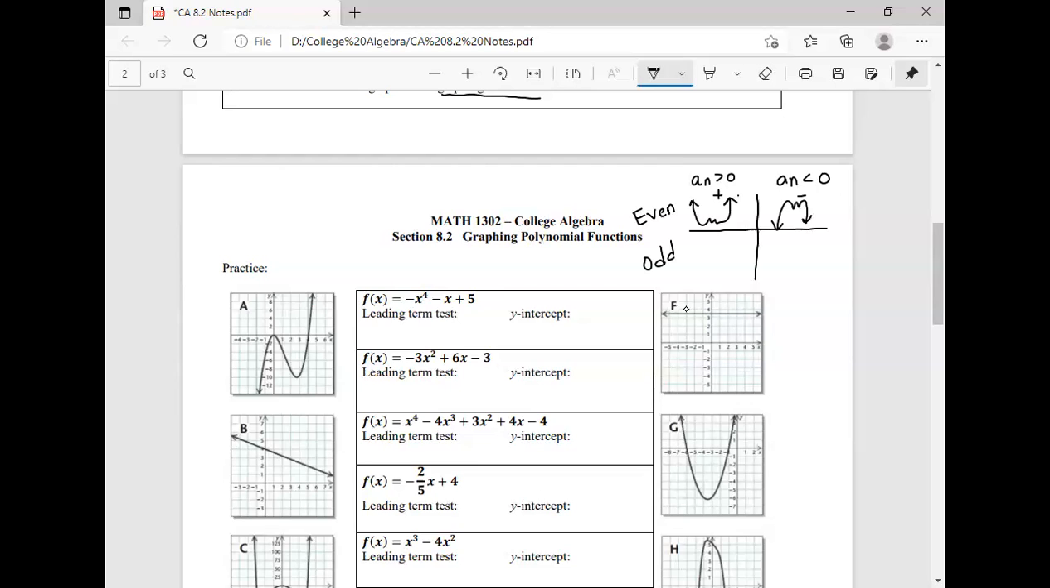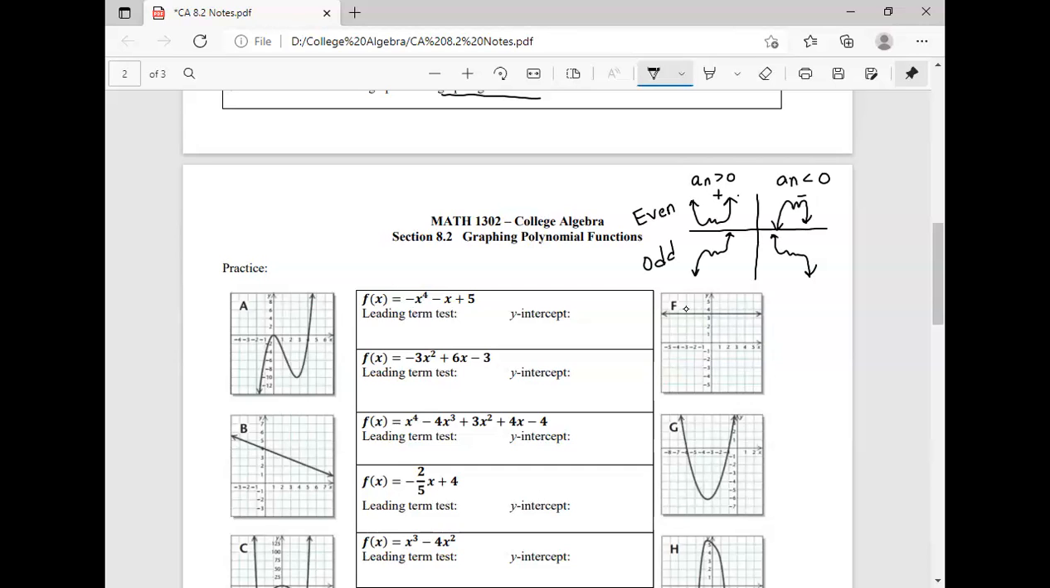Okay, if it is odd, your endpoints are going to be pointing in different directions, but if the leading coefficient is greater than 0, your function is kind of going to be increasing, like starting small, getting bigger. But if your leading term is less than 0 or negative, it's going to be starting big and getting smaller. Okay.